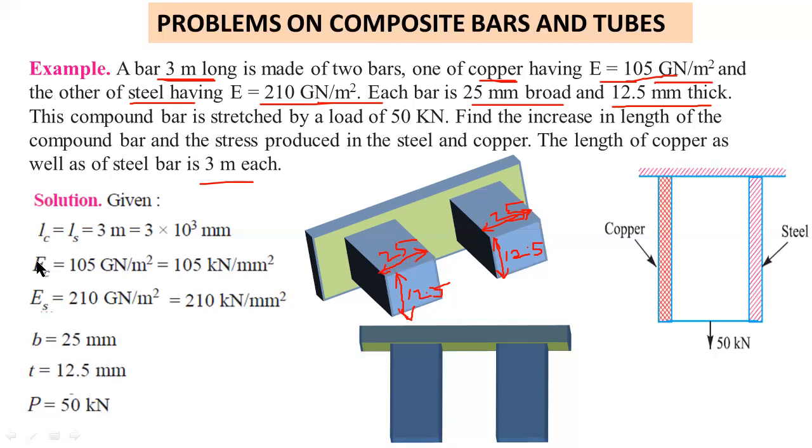By using these details, you have to find the change in length, that is the increase in length. You have to find out the value of increase in length in compound bar, that is you have to find out the value of delta L. And also you have to find out the stress produced in steel and copper.